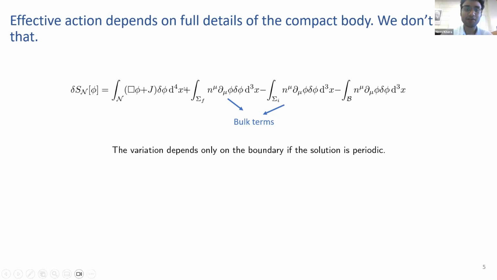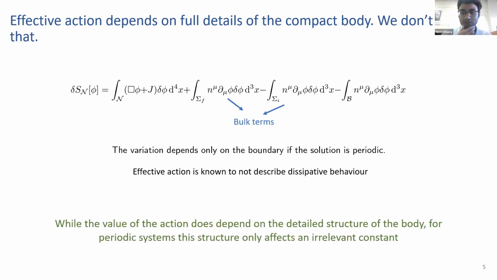So we're going to assume from now on that these two bulk terms are going to cancel out because of our assumptions on the kind of solutions we're looking at. Okay, so if we make this assumption, the point is that the variation of the action does not depend on the detailed structure of the body, and therefore we can proceed to try to describe the body using only the fields far away from it.